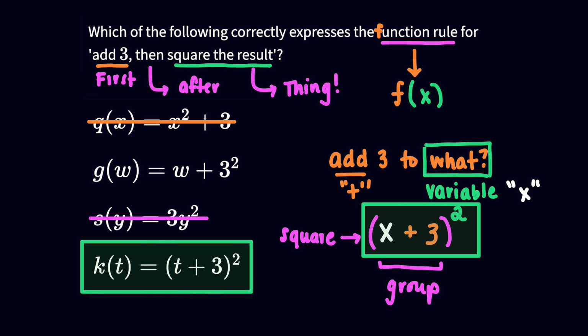The top one was only squaring the 3. That is not grouping the thing together. We wanted to square both the W and the 3. And since you don't have those parentheses, that square isn't going to cut it. So goodbye on that one. We have our answer choice. It would be K of T equals (T plus 3) squared. And that's it. What do you guys think?